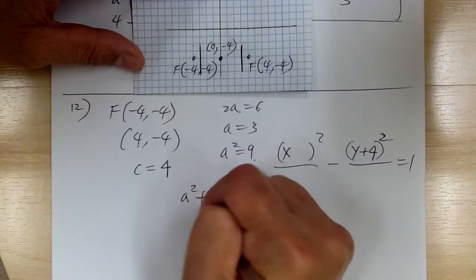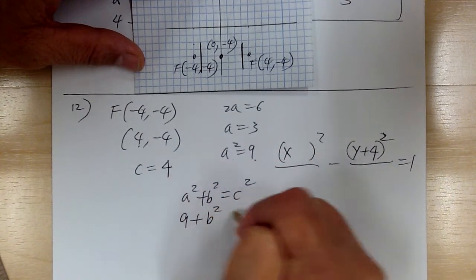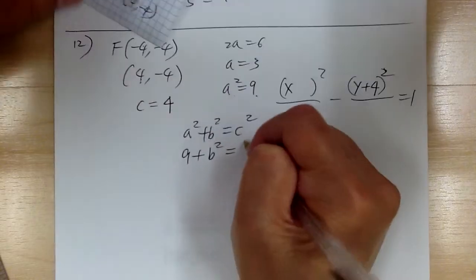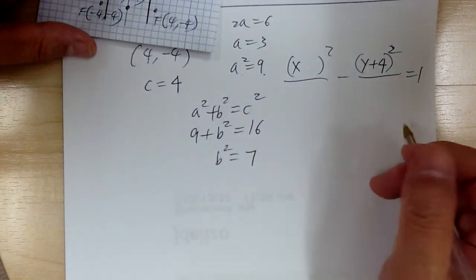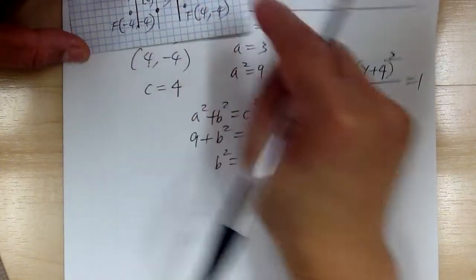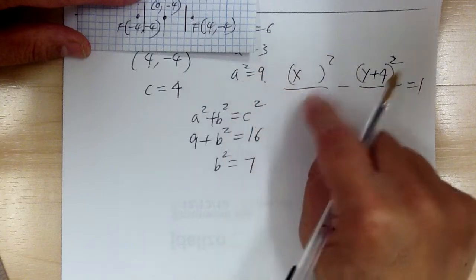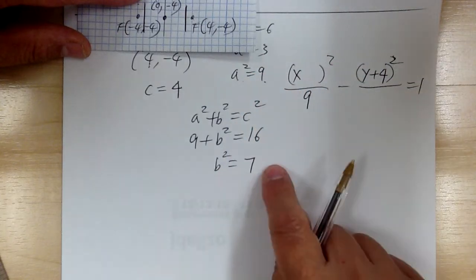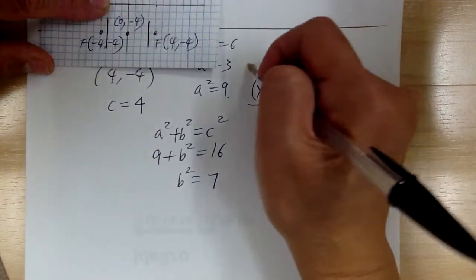Okay, so you got a squared plus b squared equal to c squared. So you got 9 plus b squared equal to 16. So b squared equal to 7. Now this is x direction, so a squared equal to 9. So this will go under here. And the b squared equal to 7, so 7 goes over here. Okay. So that's your equation.